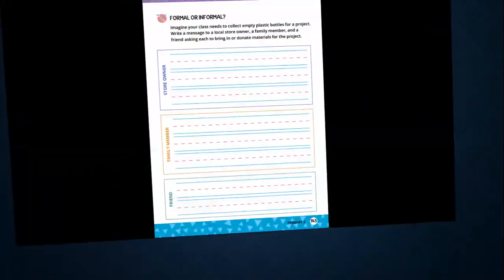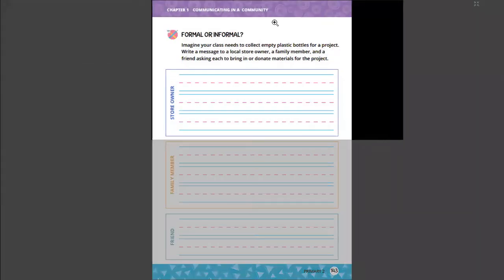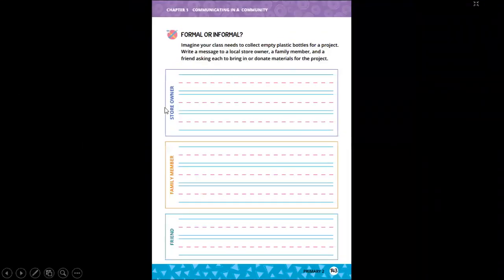Now, open your book page 143, titled Formal or Informal. Let's read the directions together. Imagine your class needs to collect empty plastic bottles for a project. Write a message to a local store owner, a family member, and a friend, asking each to bring in or donate materials for the project. Now, let's see together. How could you talk to a store owner, a family member, and a friend? Let's practice together.